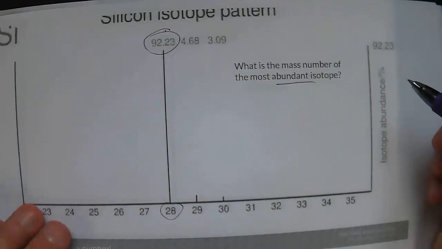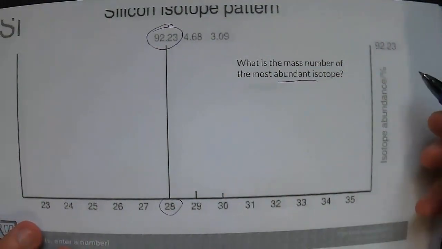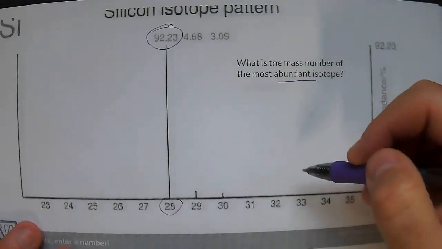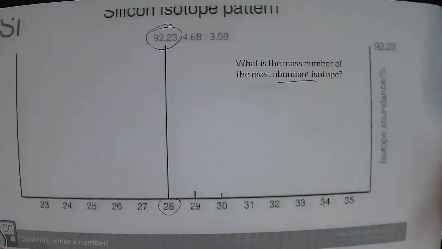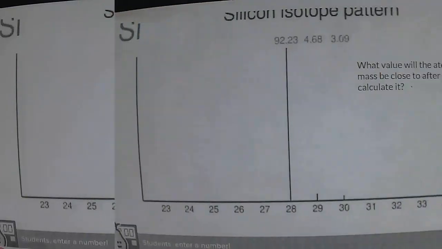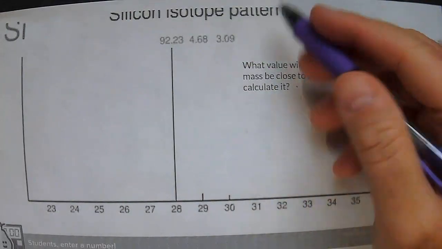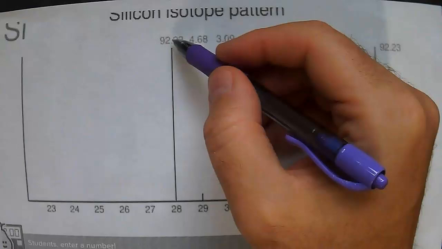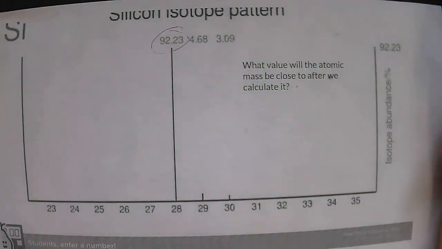If that's the most abundant isotope, that means the mass, after you do the calculation, is going to be closest to 28. The point is to get a number sense of what your answer is going to be, so that when you actually calculate it, you can go back and check that it makes sense. It's going to be closest to 28 here, but let's go ahead and calculate it.